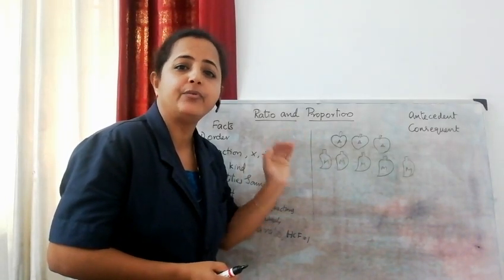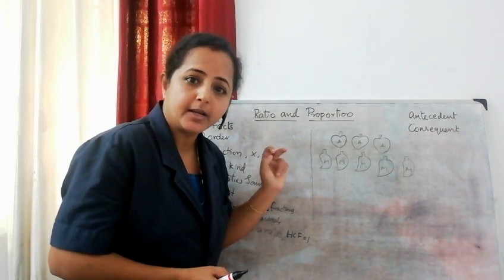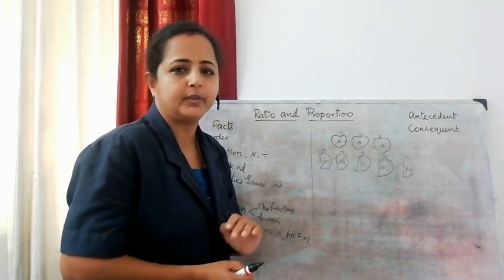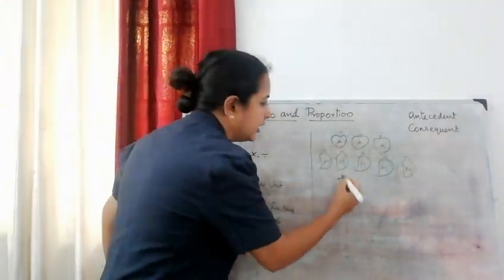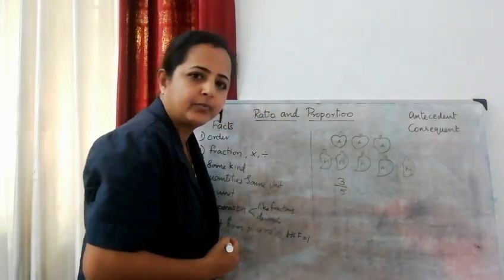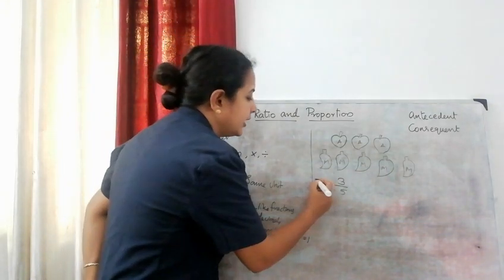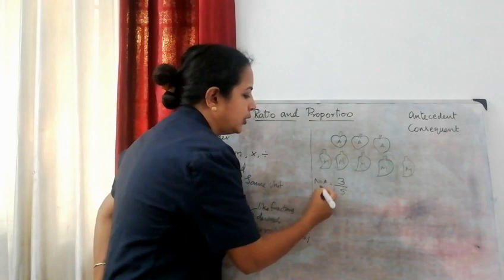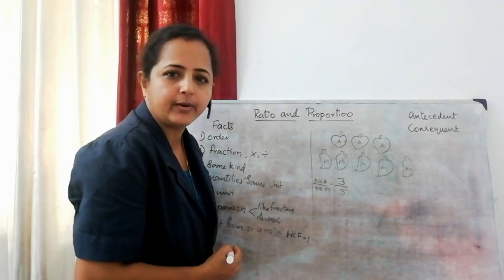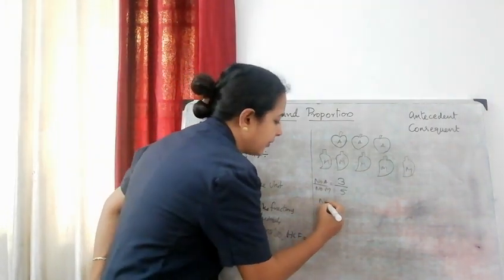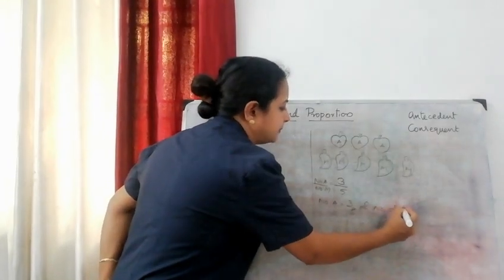When we are comparing two quantities, we have to see that both of them are of the same kind. Same kind means both of them are fruits. Then the number of apples is 3 and the number of mangoes is 5. So we can call this a fraction, no? 3 by 5. So the number of apples divided by the number of mangoes is 3 by 5. Or we can say that the number of apples is 3 by 5 of the number of mangoes.